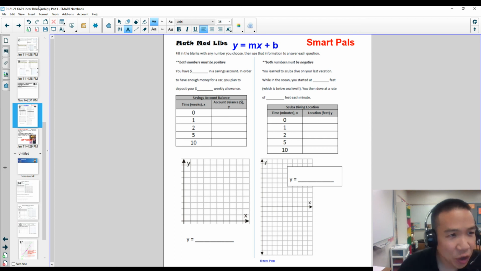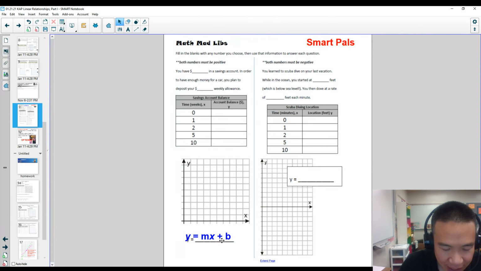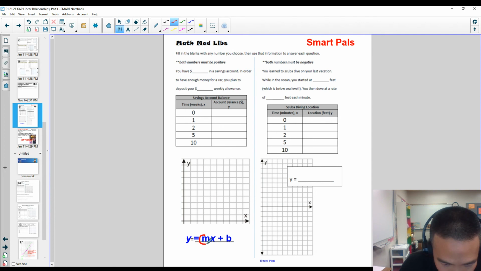Today's lesson is over linear relationships. So we're given a story situation, a table, a graph, and then we'll have to find an equation. The equation has to be written in the form of y equals mx plus b. What is m? M is the rate of change. So I'm going to write that down so we understand that. M right here is called the rate of change.